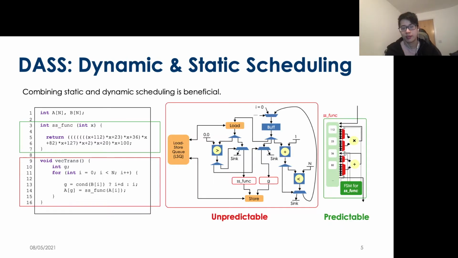Here is the synthesized circuit. The red block is a dynamically scheduled circuit with a set of predefined components connected using handshake interface. The green block contains a statically scheduled circuit where a finite state machine is used to control the registers and operators.